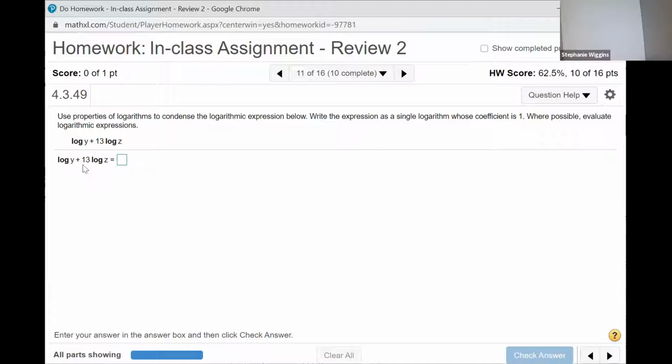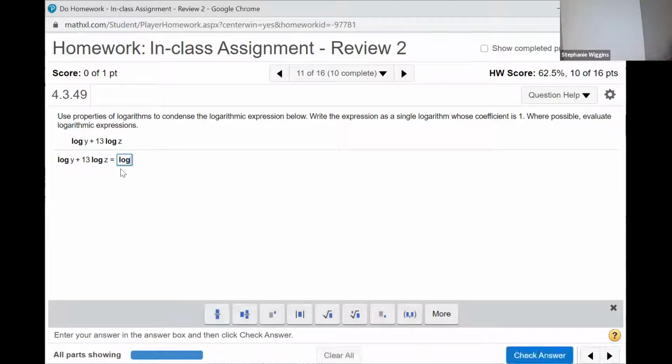But since they both have base 10, this 13, since it's out front there, is really an exponent. And since we're adding the 2 logs, that means we multiply inside the log function. So we have log, then we have y multiplied by z to the power of 13.